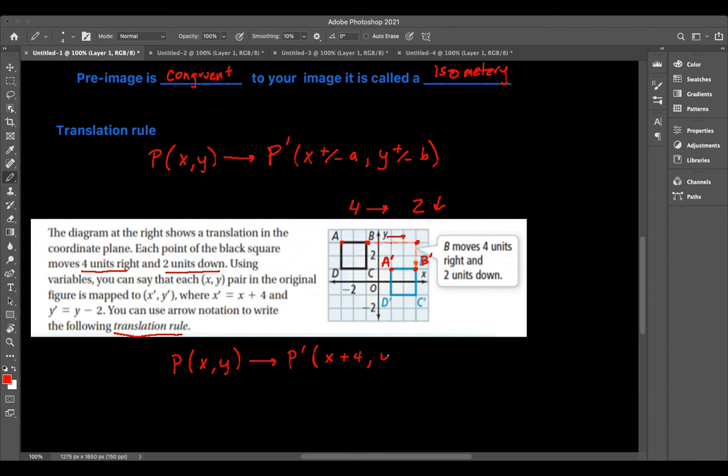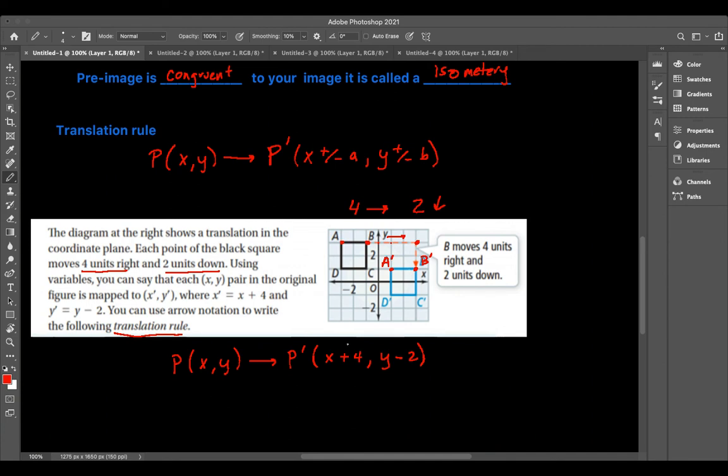Now the other one says y, and we have to say, is it going to be minus or plus? So we start at this point, and then we're going to go down 2 spaces. So on the y-axis, when we go down 2 spaces, that means decreasing. So that would be minus 2. And that would be our translation rule. It's basically going from P x y to P prime, x plus 4, y minus 2. So how it would work is, whatever the coordinate point for A is, all we have to do is plug it in for x and y, and that would give us the coordinate point for A prime. Same thing for D. We just plug in the coordinate points of D, and we'll get D prime. And then the same thing for C. So that's all you would have to do to solve it.